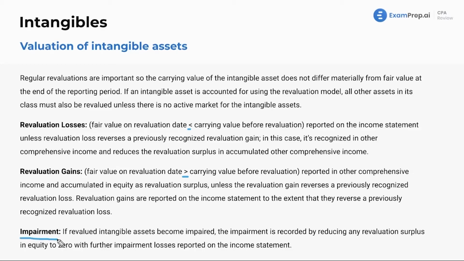This is a permanent write-down. So if revalued intangible assets become impaired, the impairment is recorded by reducing any revaluation surplus in equity to zero with further impairment losses reported on the income statement. Those are our treatments for our write-downs or write-ups. Let's move on.